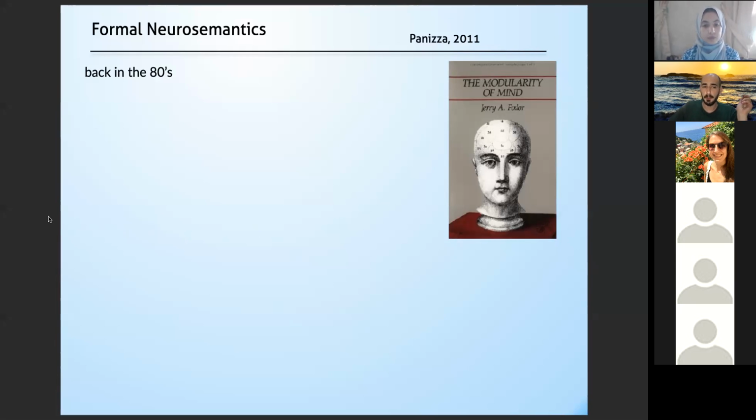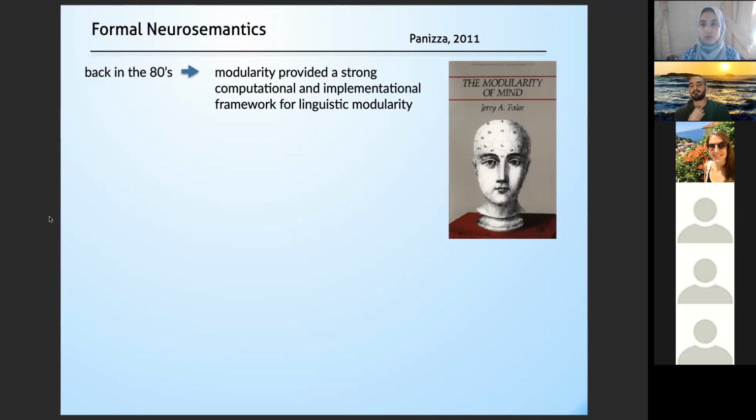So, back in the 80s, this guy who unfortunately passed away recently, Jerry Fodor, a very, very influential psychologist and philosopher, had this idea which had a lot of connection to what was happening in the so-called cognitive revolution, if you remember we talked about that. When you talk about the cognitive revolution, you often refer to Noam Chomsky on the language side, David Marr on the vision side, and Fodor more on the semantics and philosophy of cognition side, okay? These guys kind of agreed on the same architecture of the mind, which is mapped on the architecture of the brain somehow. So the idea is that modularity provided a very strong computational and implementational framework for linguistic modularity, okay?